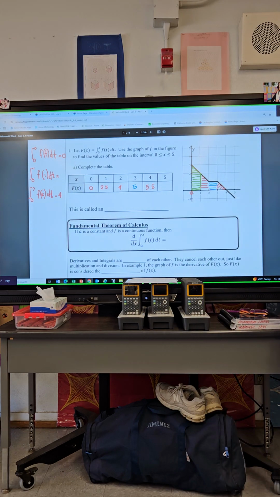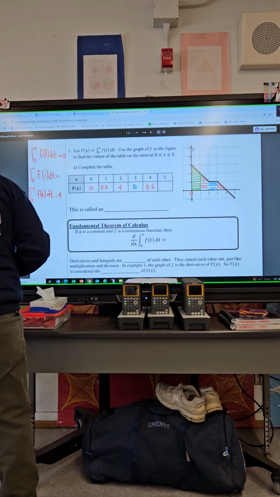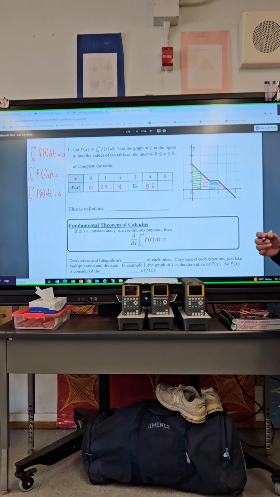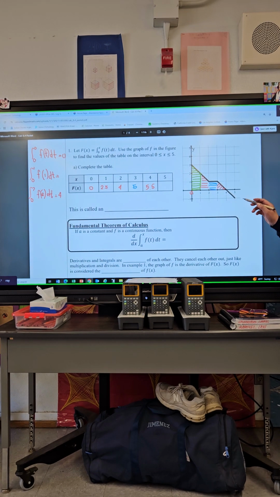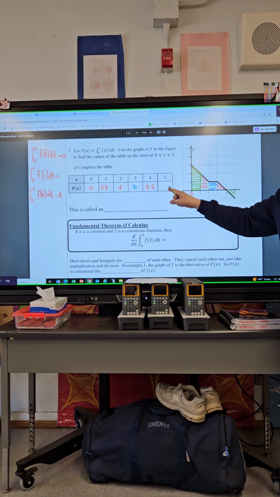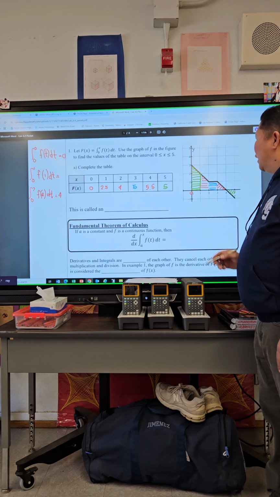And then, how about at 5? Negative half. So it's 5. Now, the area at 5 right here from 4 to 5 is below the x-axis. That means this is what? Positive or negative? Negative. So, what do you think is the area from the interval 0 to 5? It's gonna be 5. Okay?